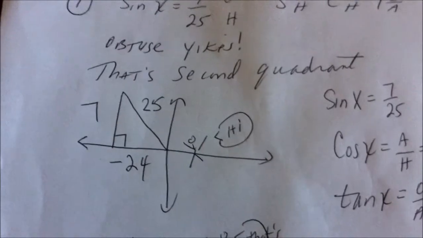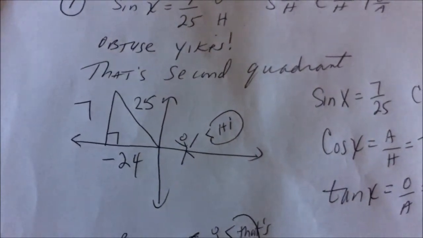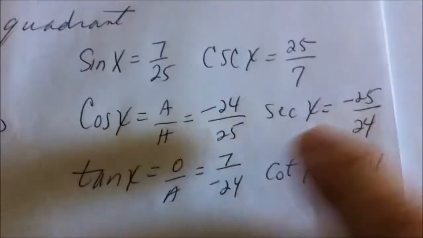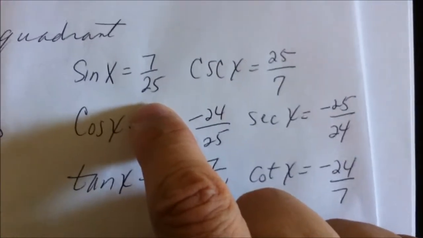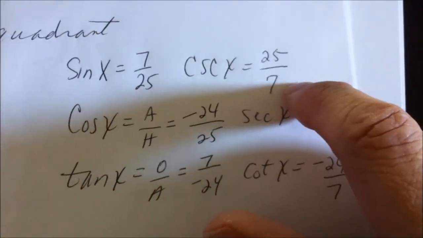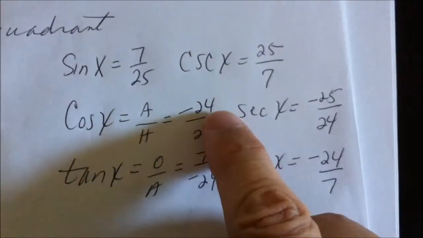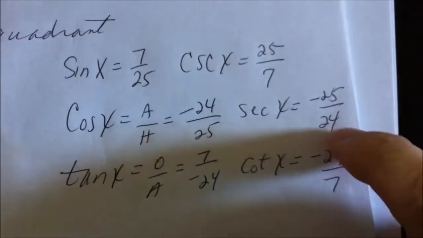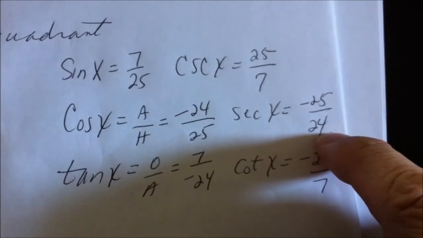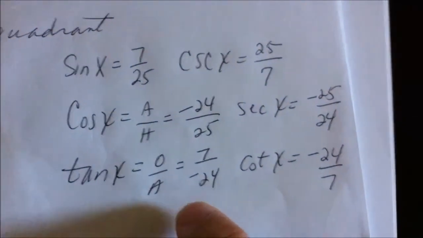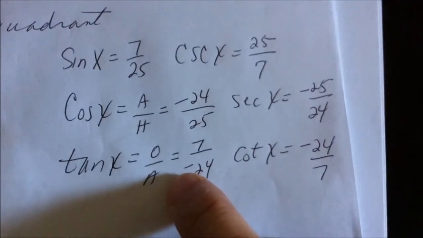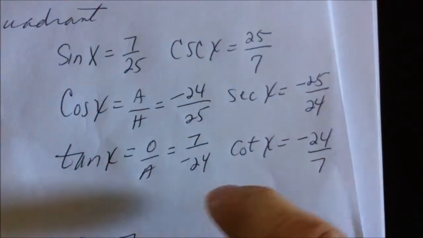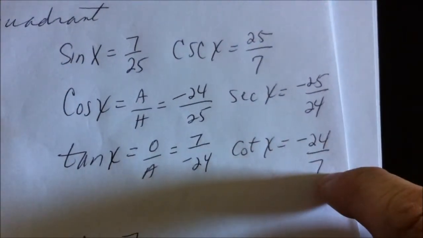So keeping that triangle in mind, the 24, 7, and 25, with this being negative, we can get our remaining trig functions. I mean, cosecant we didn't even have to draw the triangle, because once we knew sine of x is 7 over 25, we knew cosecant is the reciprocal. Cosine is adjacent over hypotenuse, or negative 24 over 25. Secant is its reciprocal, negative 25 over 24. And tangent is opposite over adjacent, 7 over negative 24. I normally don't need the negative on the bottom. It doesn't matter if you pull it out or put it on the top. And cotangent is negative 24 over 7.